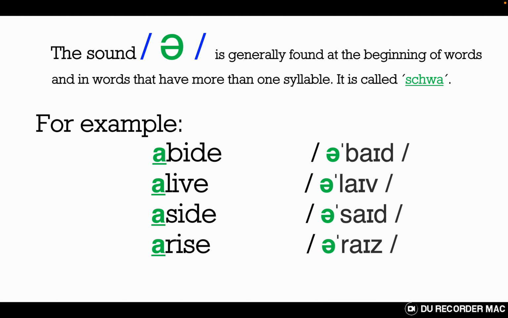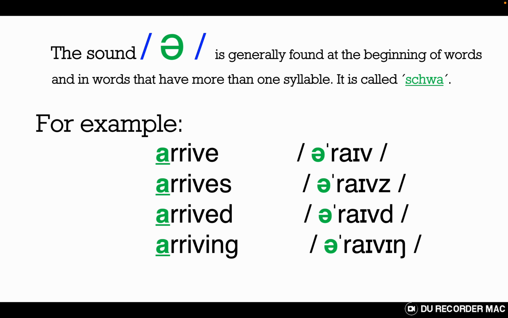Let's go to the next slide. This verb also causes problems for the students. It's not arrive, it's arrive. The second, arrives. The third, arrived. And the last one, arriving. Let's pronounce after me. Arrive, arrives, arrived, arriving.